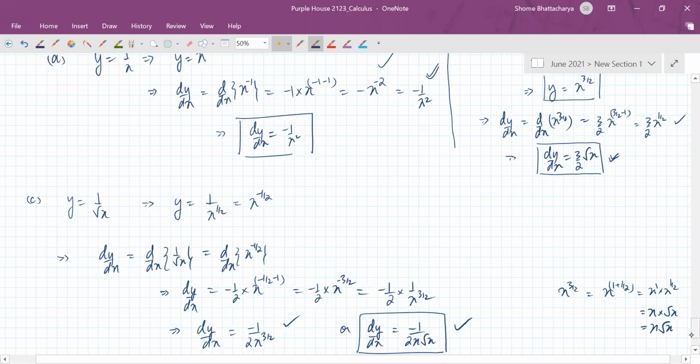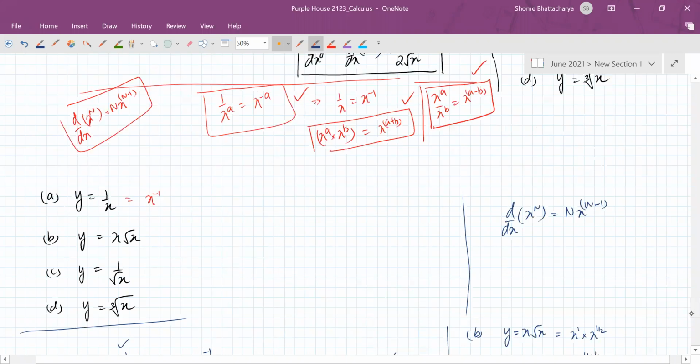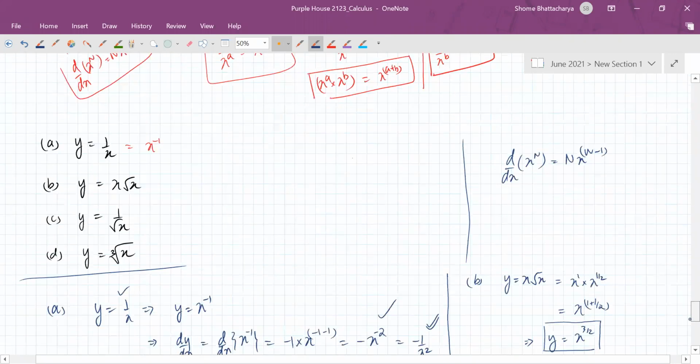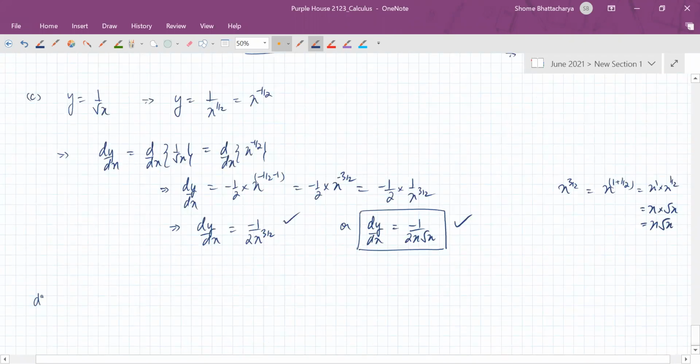Okay, so I hope the first three parts, A, B, and C, are clear to all of you. Now let's come to the D part. So the D part is basically which function? It is the cube root function. Y is equal to cube root of x. So by definition, that means y is equal to x to the power 1/3. This is called the cube root of x.